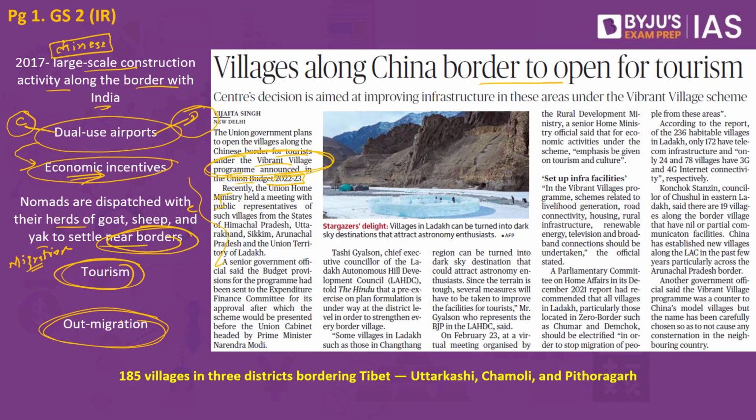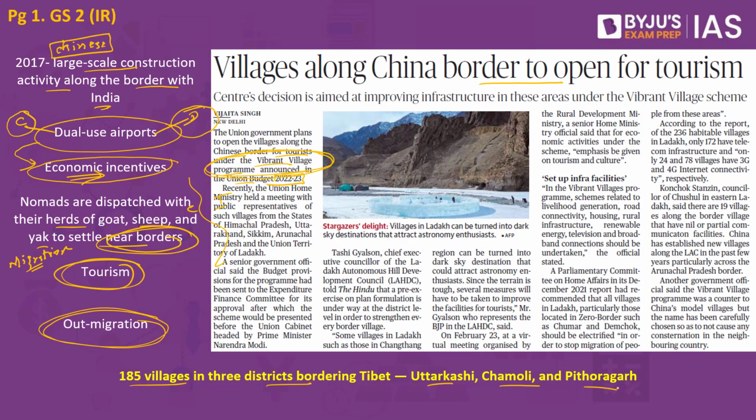Let me give you one example. In Uttarakhand, there are about 185 villages in 3 districts bordering Tibet, called Uttarkashi, Chamoli and Pithoragarh, where these towns and regions are called ghost villages. Why? Because a number of people have left their villages along the border areas to look for greener pastures, and they have moved away from the border areas. On the Chinese side, they have modern infrastructure and all the modern facilities, but even though India has developed villages along the border areas, India had not provided modern facilities. So on one side there is migration on the Chinese side, but on the Indian side there is out-migration.